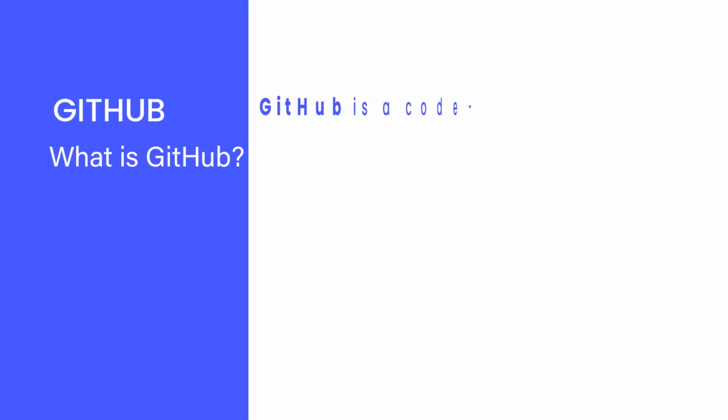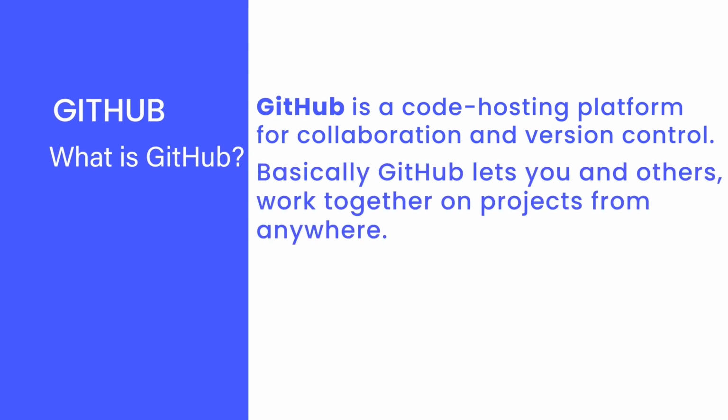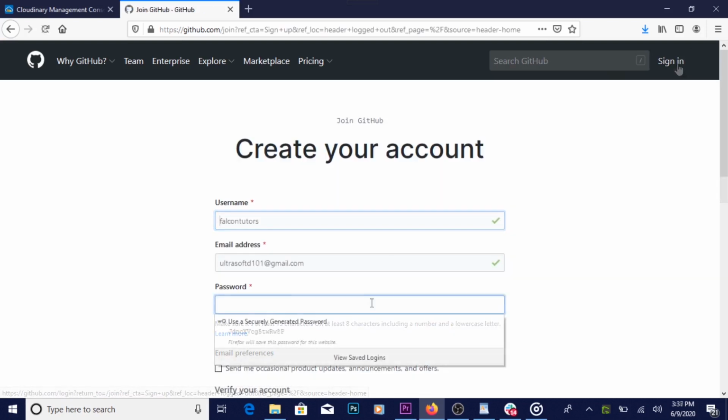What is GitHub? GitHub is a code hosting platform for collaboration and version control. Basically, GitHub lets you and others work together on projects from anywhere. Great, right? Let's dive into it. To use GitHub, you have to create an account, and you can do that on github.com.